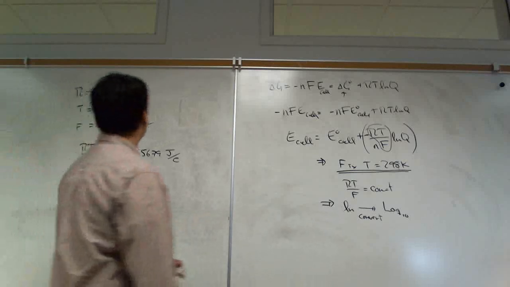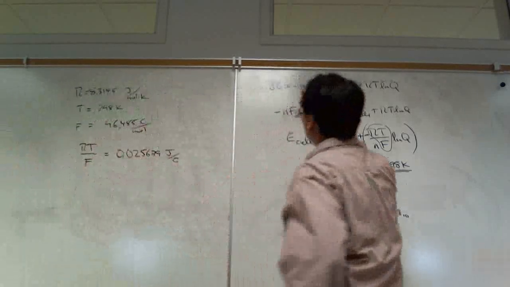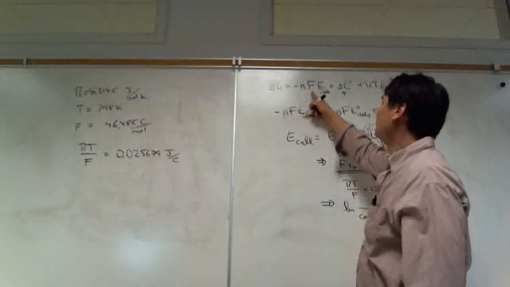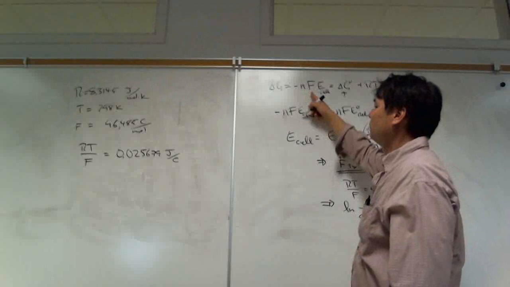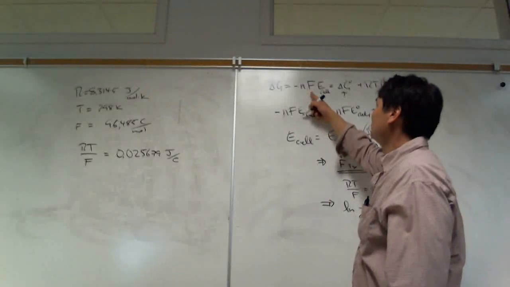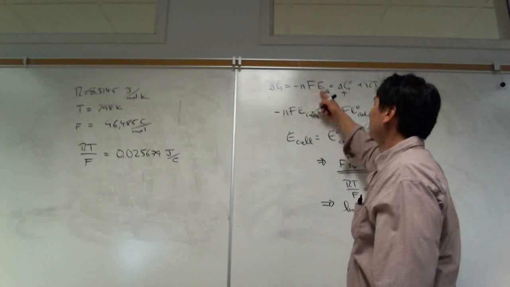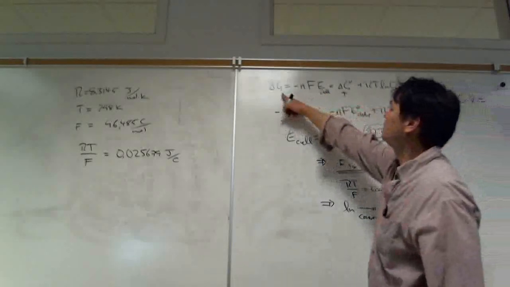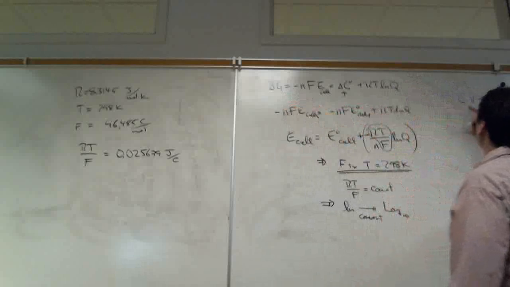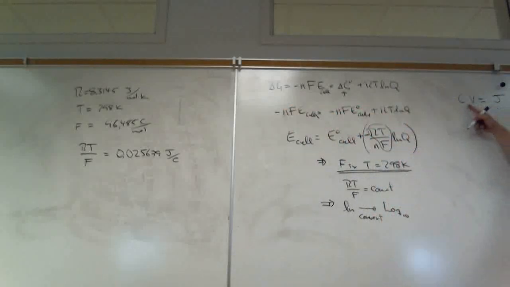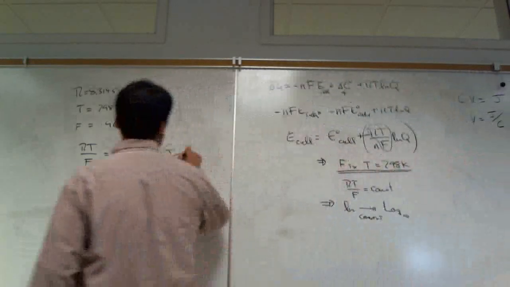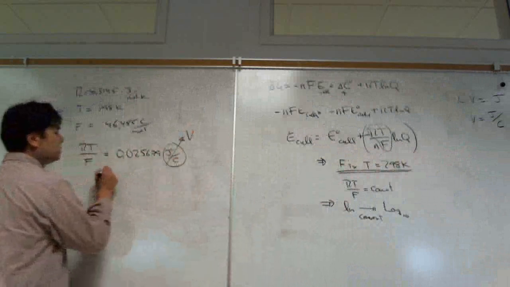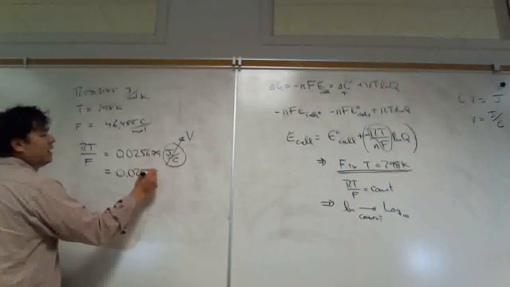Well, let's take a look at the units here. N is moles. F is coulombs per mole. That gives us coulombs times volts. So coulomb times a volt is equal to delta G, which is in joules. So a joule is equal to a coulomb times a volt. Therefore, a volt is equal to a joule per coulomb. And so the unit, a joule per coulomb, is the same thing as a volt. And so this comes out to 0.025679 volts.